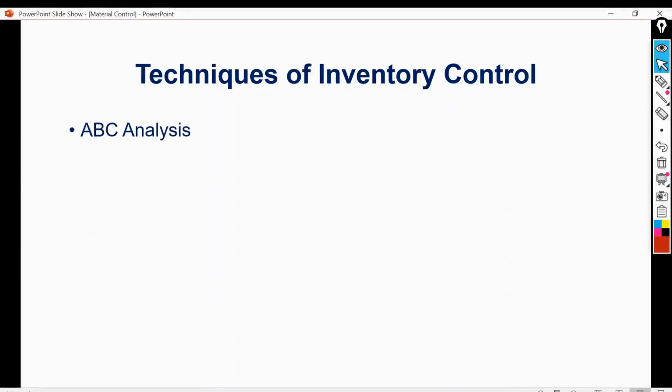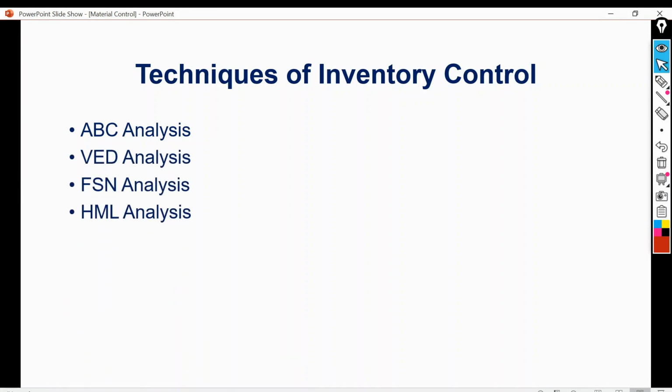In this inventory control, we have already discussed there are several techniques of inventory control: ABC analysis, VED analysis, FSN, HML, SOS, SDE, and JIT, just in time. These are the several methods of inventory control. We discuss one by one.